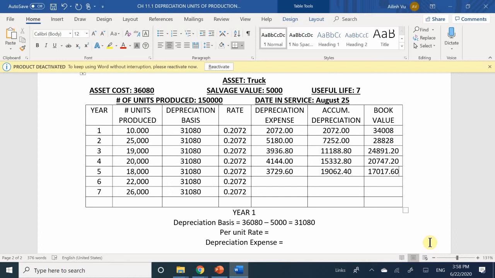Okay, David, did you get that same answer yet? I got 18 and 40 cents. Okay, so how much was the original cost? 36,080.